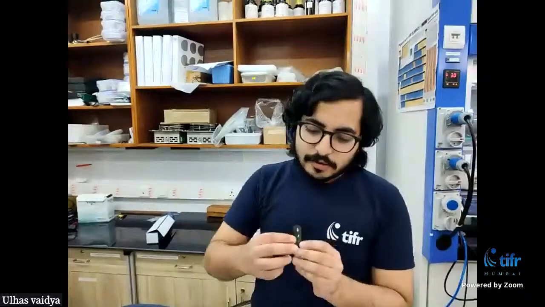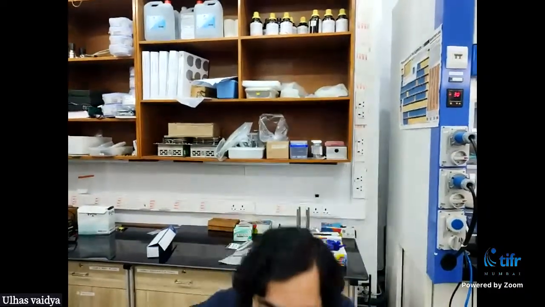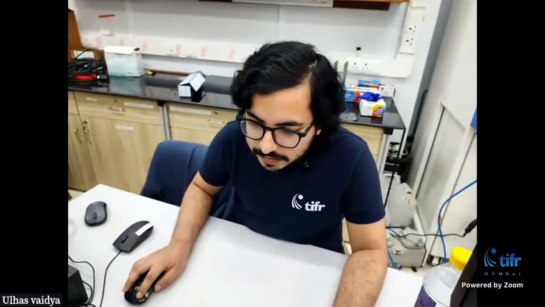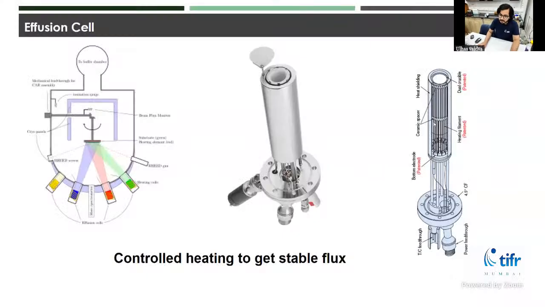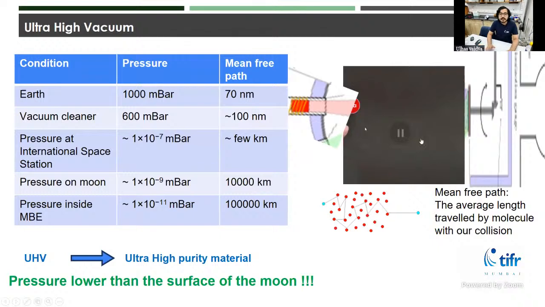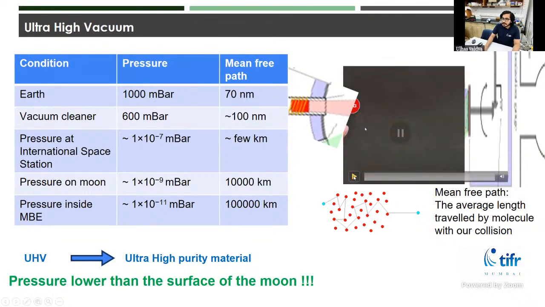Now let's understand another important aspect of this kind of molecular beam epitaxy, which is the ultra high vacuum condition. Let me share some slides. Another important aspect to get this molecular beam is to have an ultra high vacuum environment. For example, you have this effusion cell and you are heating it up.